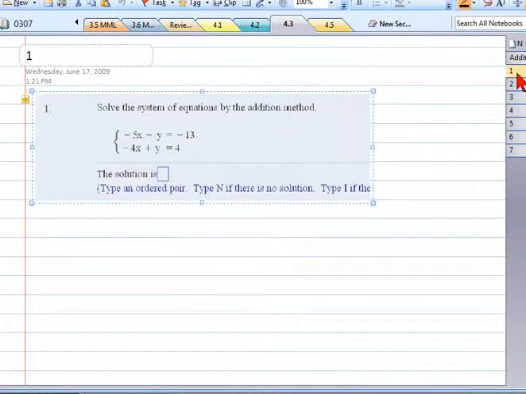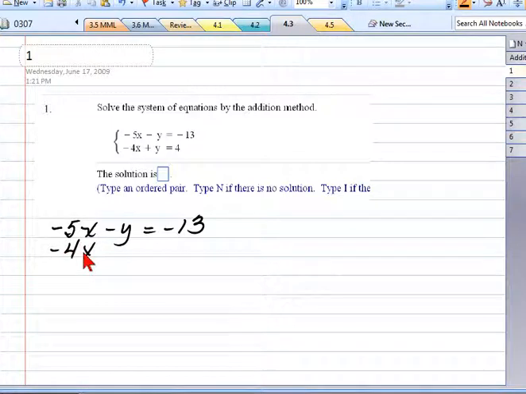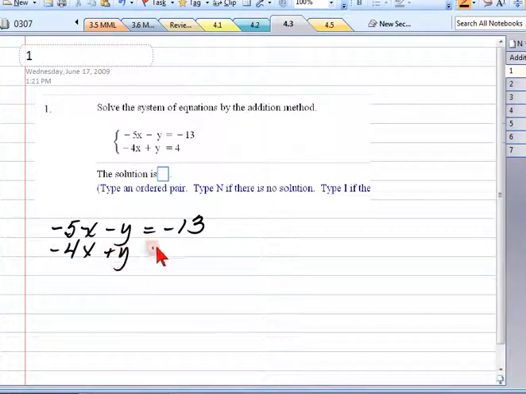Problem number 1. Problem number 1 says, and I will rewrite the system so that those of you at the back of the room can see it. It says, solve the system of equations by the addition method. And it gives it to you, and you're going to answer with an ordered pair, or with N or I, like we did yesterday. All right, this system, if I recopy it, is negative 5x minus y is equal to negative 13, and negative 4x plus y is equal to 4.